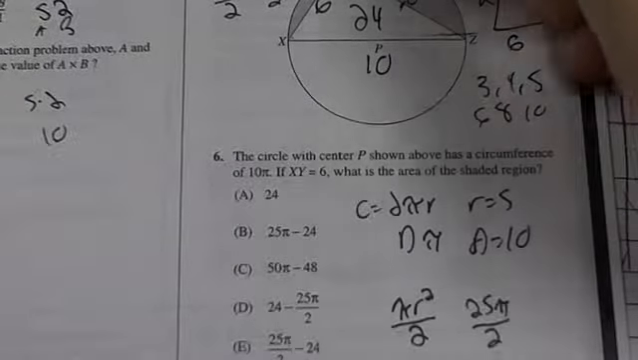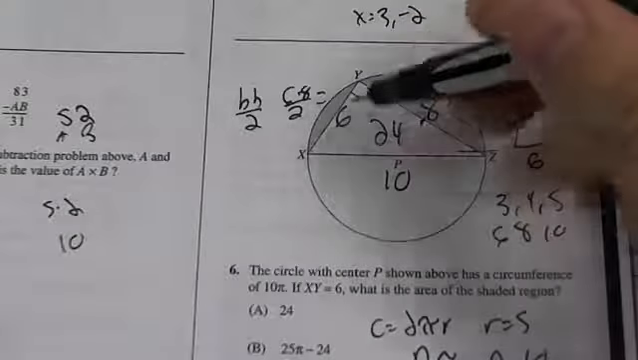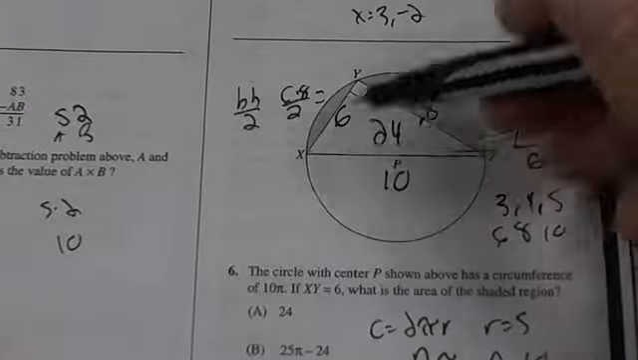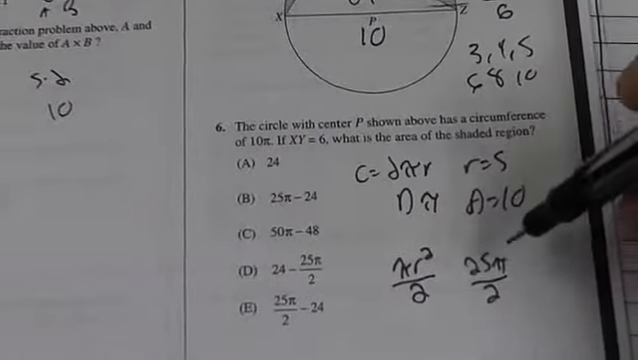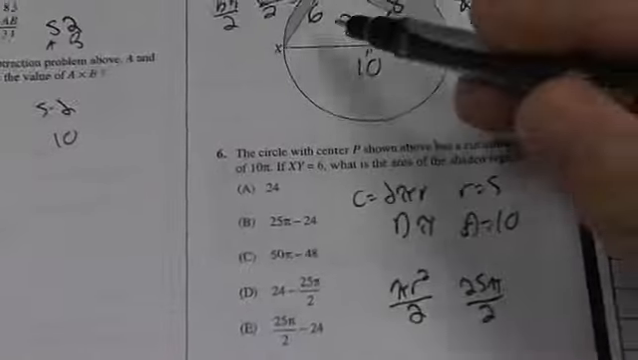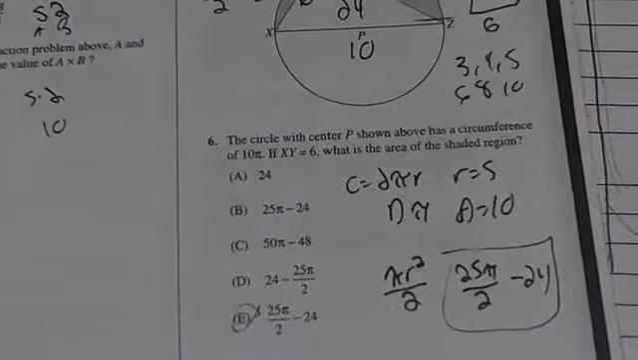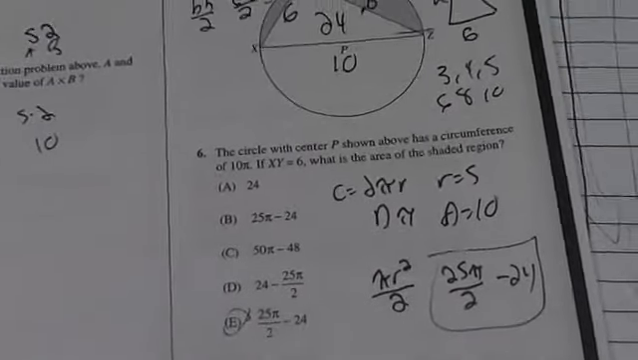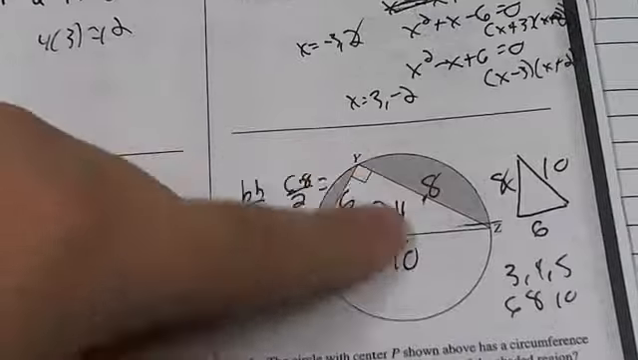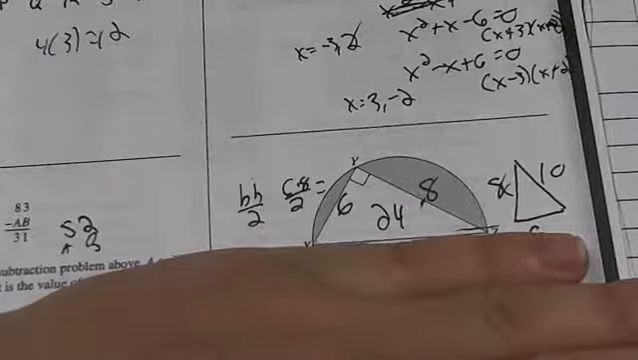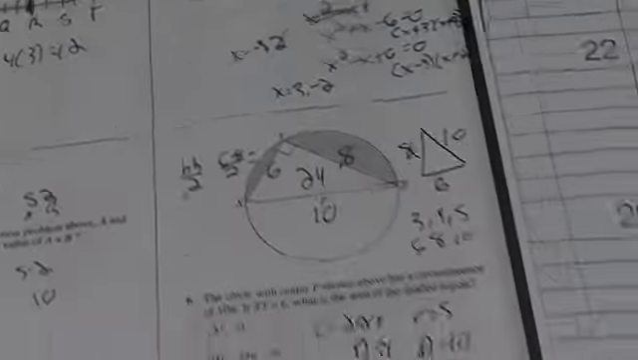To find the area of the shaded region, it's the area of the half circle minus the area of the triangle. The area of the half circle is 25 pi divided by 2, and the area of the triangle is 24, so it'll be minus 24, and that is your answer: 25 pi divided by 2 minus 24. Again, to find the area of the shaded region, you find the area of the half circle and subtract the area of the triangle, and that'll give you the area of the shaded region.